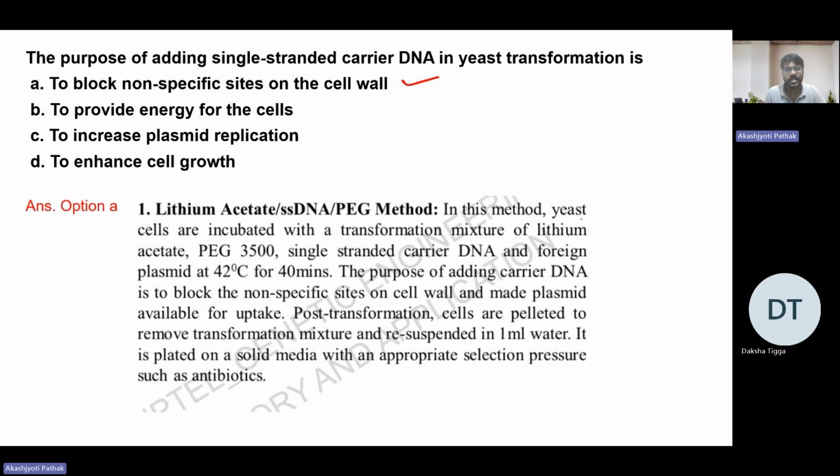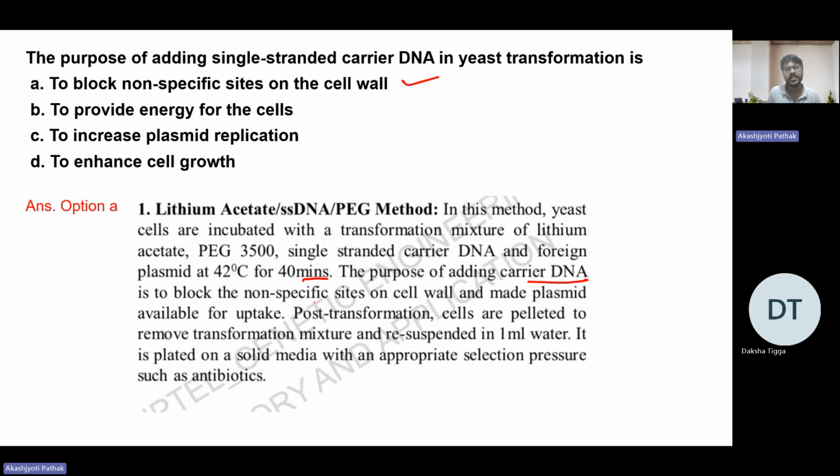So in this method, what is done? The yeast cells are incubated with a transformation mixture of lithium acetate and PEG 3500. There are different types of PEG in the lab: PEG 4000, PEG 3500, PEG 8000. Then single-stranded carrier DNA and the foreign plasmid are added, at 42 degrees Celsius for 40 minutes. So the purpose of adding carrier DNA is what?